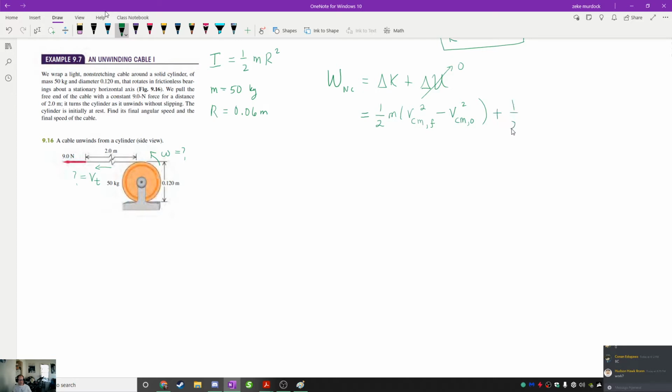We also need to include the new thing. If an object happens to be rotating, we're also going to need a 1/2 I times omega final squared minus omega initial squared. Now in this case, it starts from rest, right? Yeah, it's initially at rest. So omega initial is equal to 0, so we can get rid of that. Now on the left-hand side, we have work done by non-conservative forces. Is this pulling force non-conservative or is it conservative?